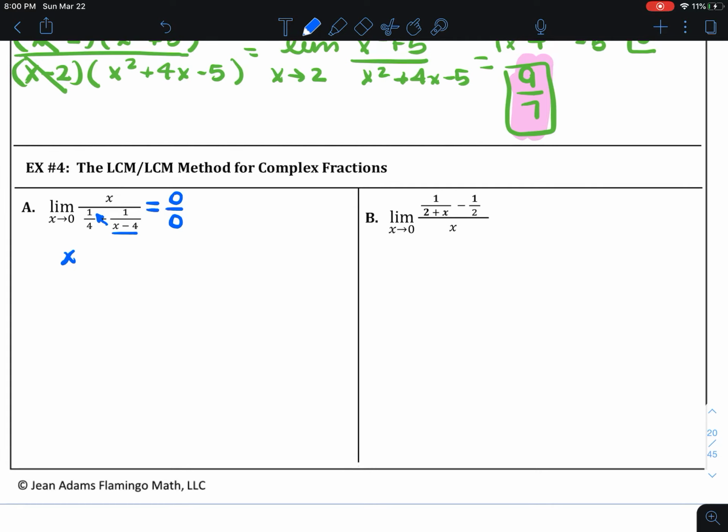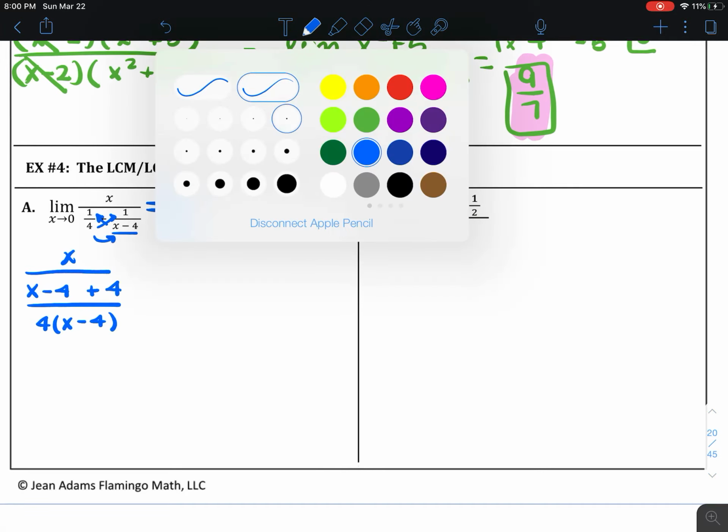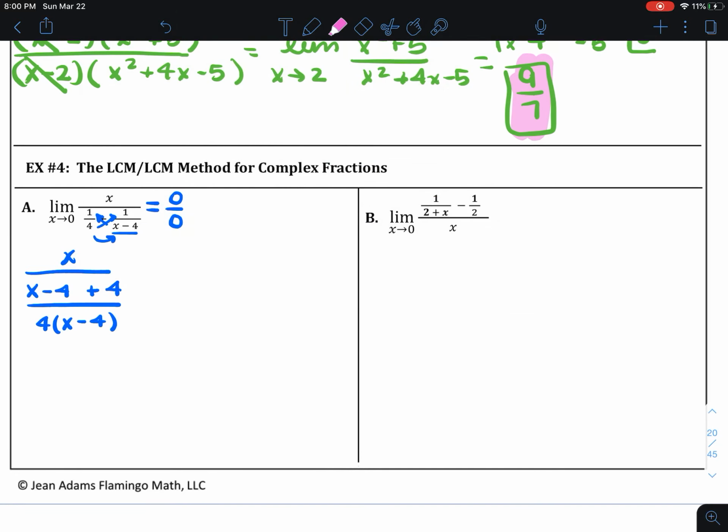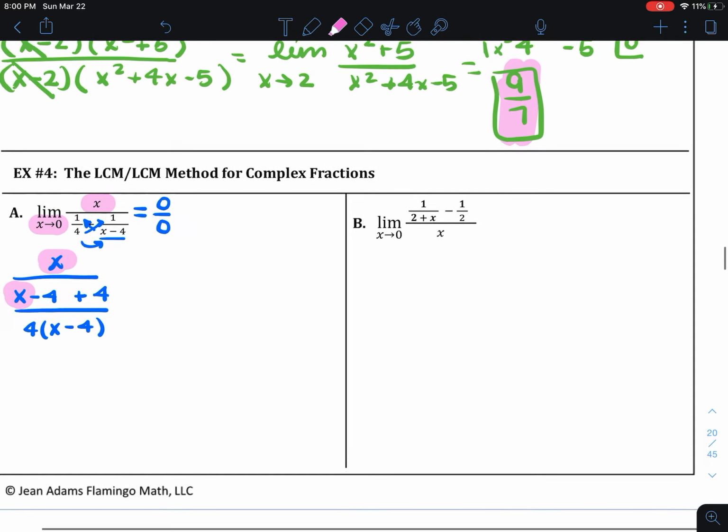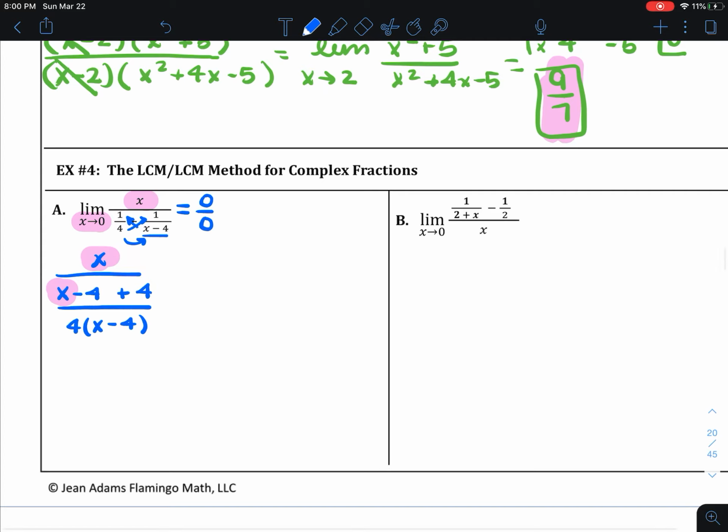So I'm going to have this x on top, that's from the numerator. And then I have x minus 4 plus 4 over, and then you multiply these two. So 4 times x minus 4. And so what you can see here, and usually when you simplify these, what you'll start to see is whatever's causing the problem, right? And in this case, because x equals 0, it's this x up here and some random x down the bottom.